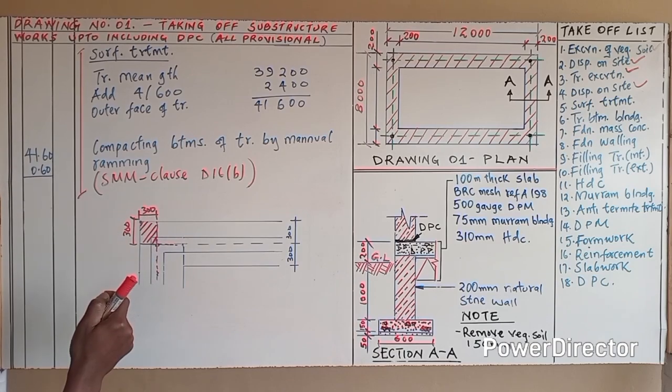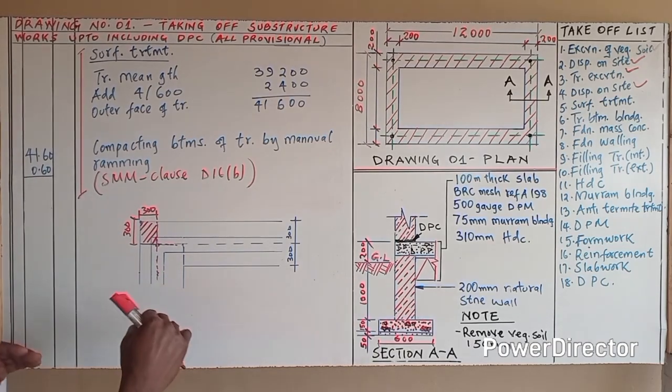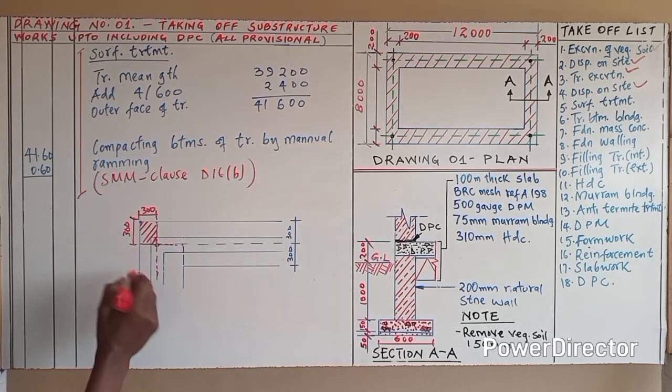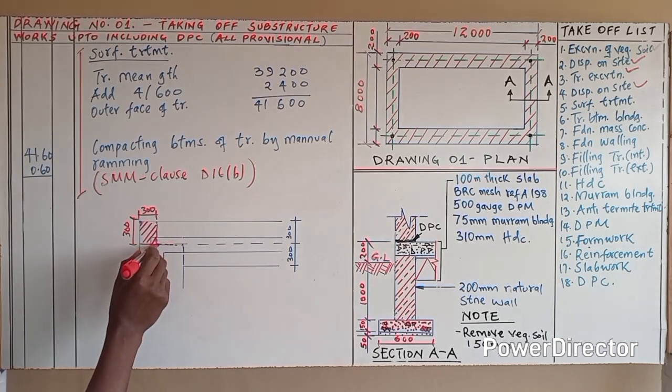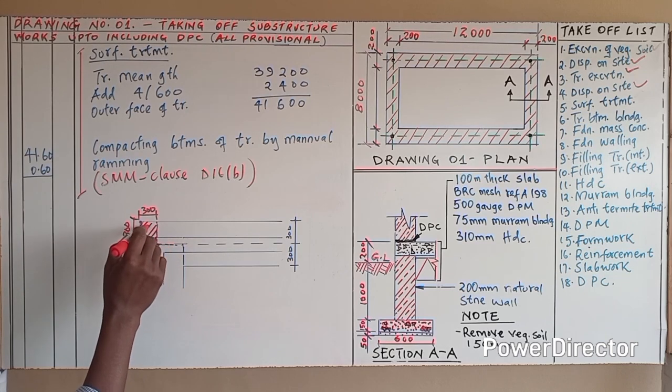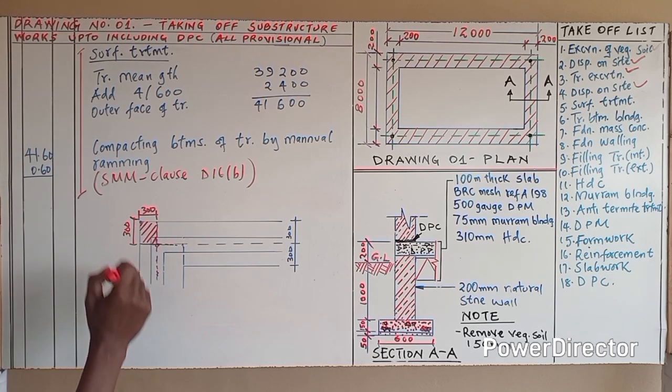So from the middle gap to the extreme end, half of this will be 300. Now, if you hire people to compact this, moving by the mean gap, a person from this direction will just reach here, and a person from this direction will just reach here. So you have a corner here that will remain uncompacted.